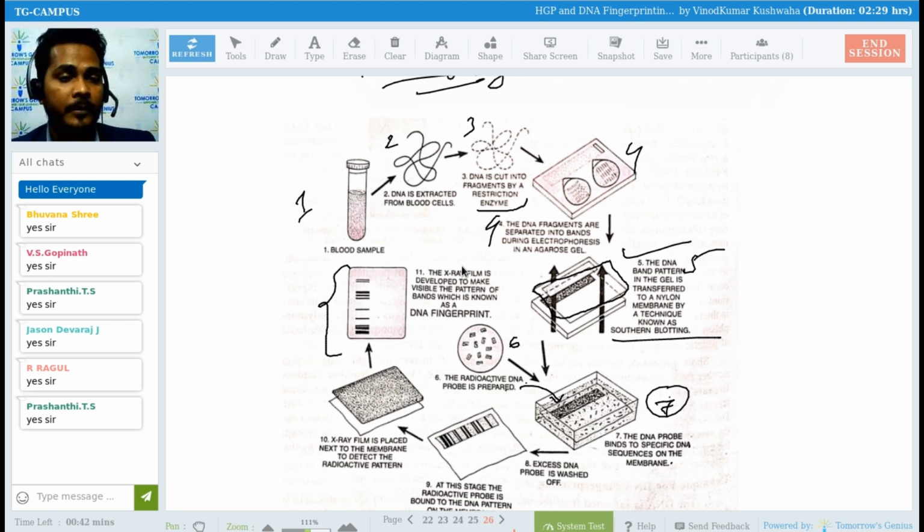Is this clear about the technique for plant samples as well as animal samples? Yes. Anyone have a doubt?